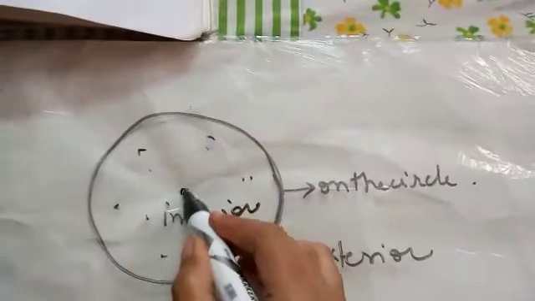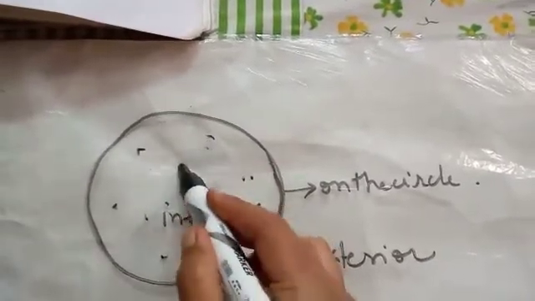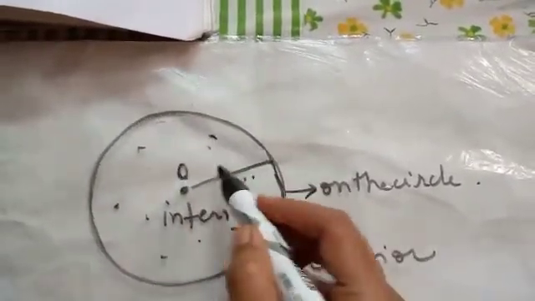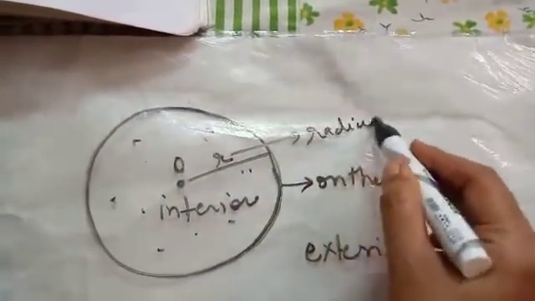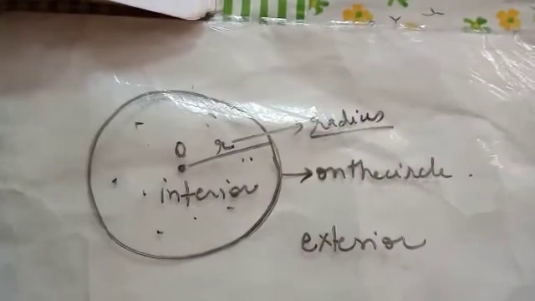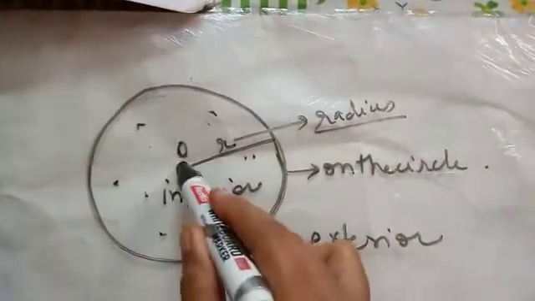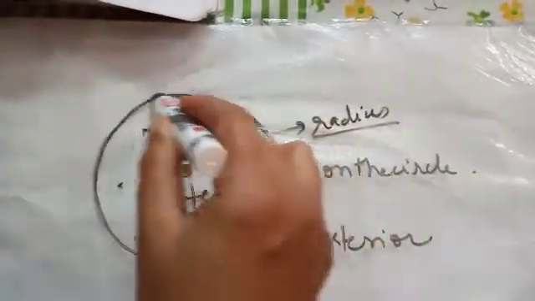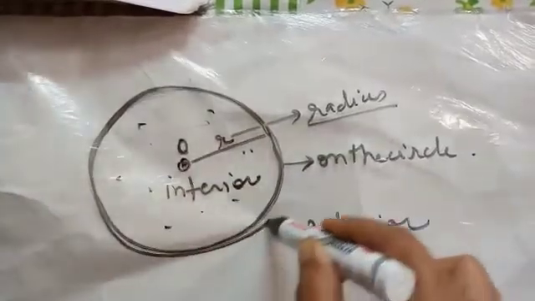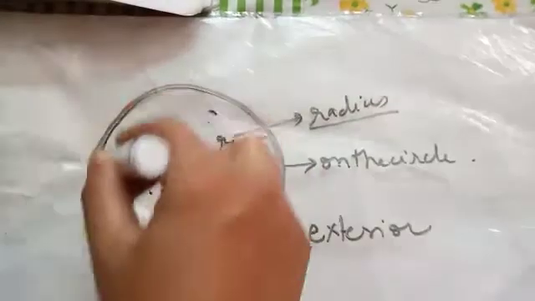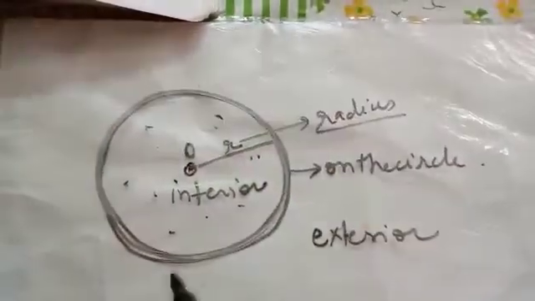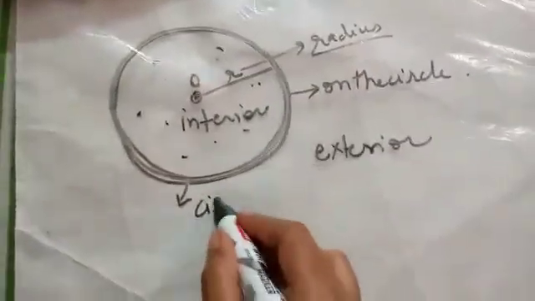Here is my center, which normally is termed as O, and this fixed distance is called R, which is the radius of the circle. So the radius of the circle is always fixed, the center is always fixed. What is movable is the point which is moving on this path. The point which is moving on this path, and this path is called the circumference of the circle.